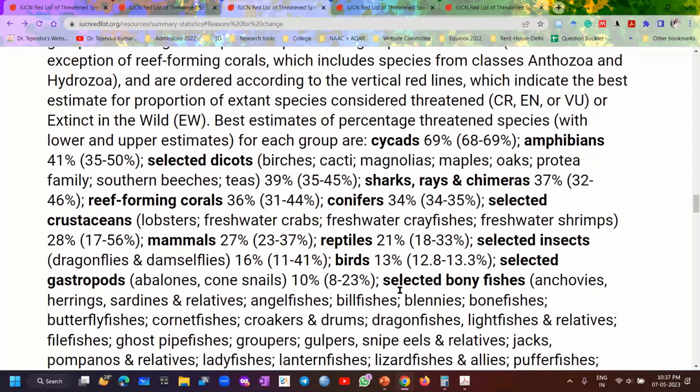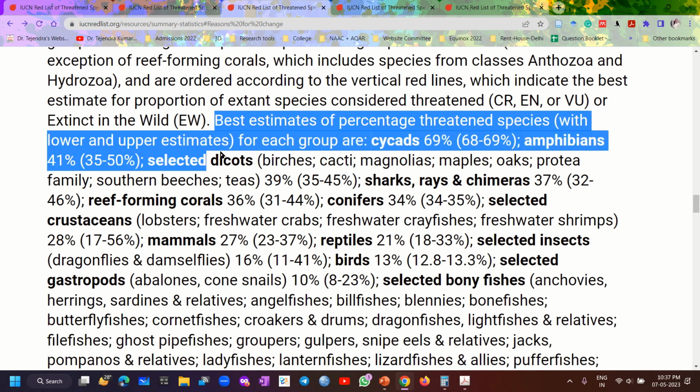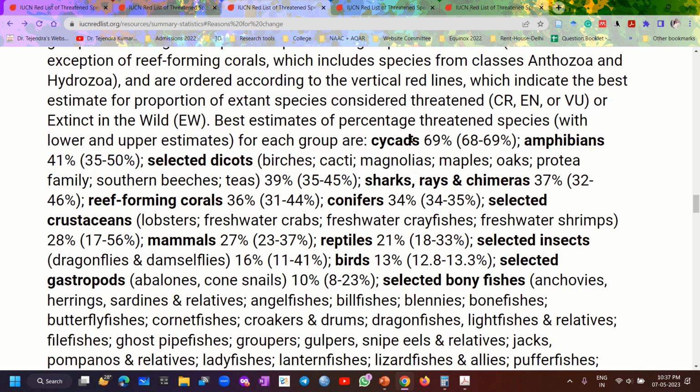Okay. If you see these things, then you will find the best estimates of the percentage of threatened species, with the lower and upper estimates for each group. So here you can see the cycads 68 to 69%, amphibians 41%, selected cycads 39%, sharks, rays, chimeras 37%, reef forming corals 36%, conifers 34%.